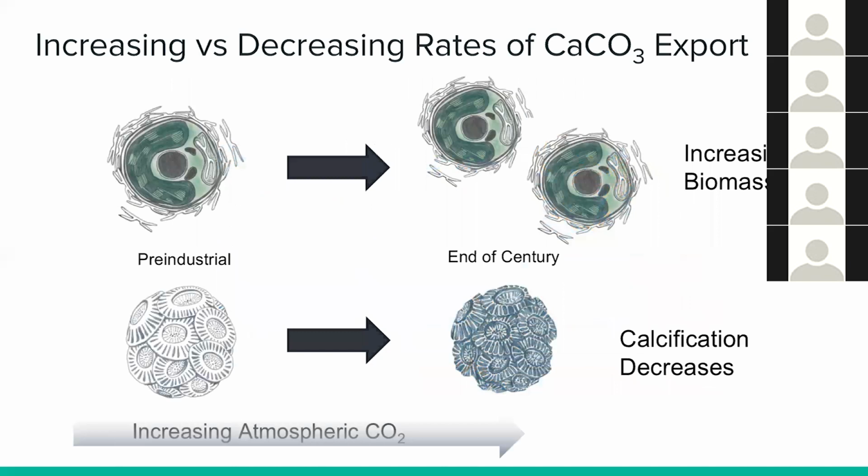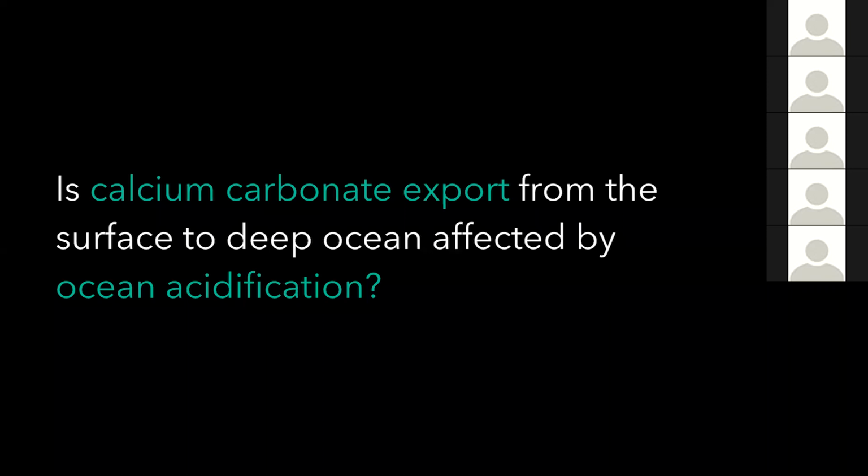And so, as we've learned from this study, from the pre-industrial to end of century, what will happen is we have an increasing biomass due to less carbon limitation. So they're able to get more carbon, they're able to photosynthesize better. However, they are less able to calcify. So we're going to have less calcified cells, which will in turn create less calcium carbonate export. And so to return to our question, yes, we do have an effect from ocean acidification.